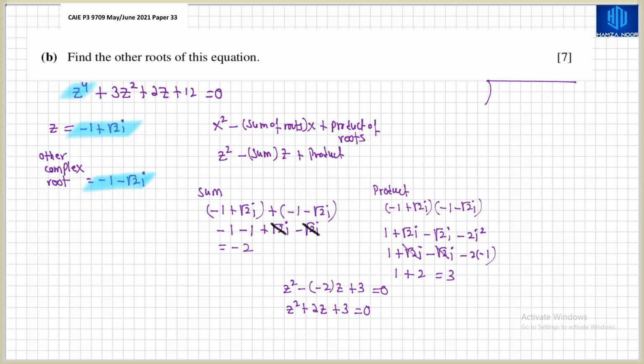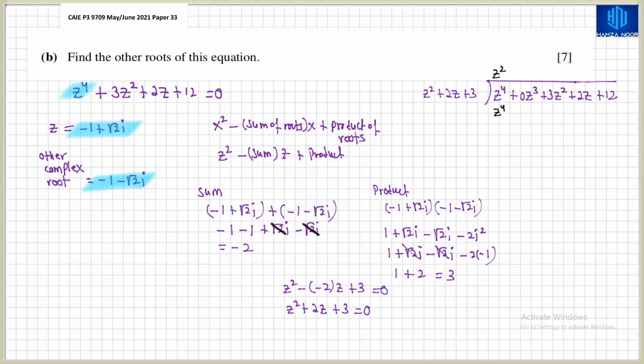So we are going to write the polynomial like this: z raised to the power 4 plus 0 times z cube plus 3z square plus 2z plus 12. And then we will write the divisor, which is z square plus 2z plus 3. So first of all, z square into z square will give you z raised to the power 4.